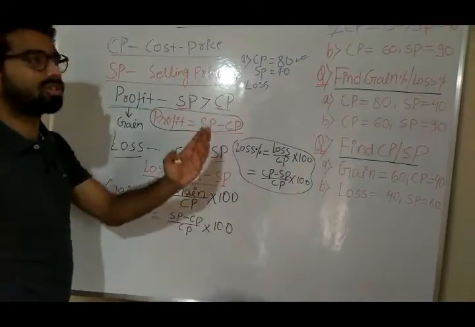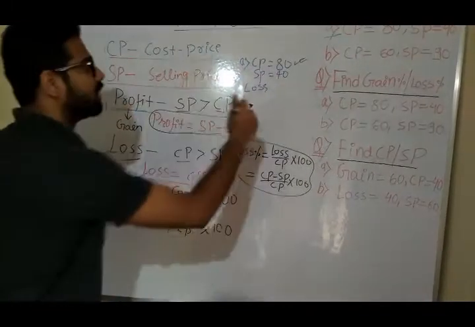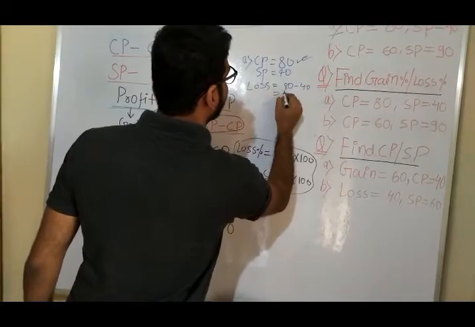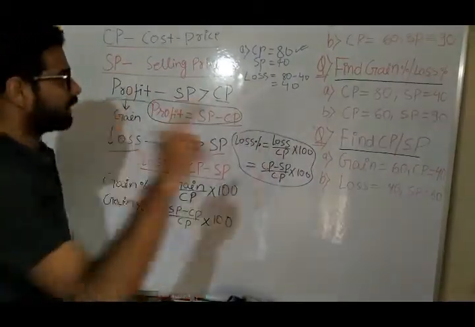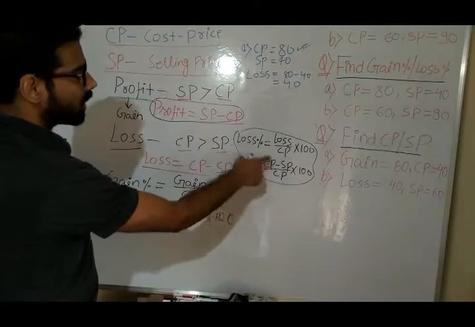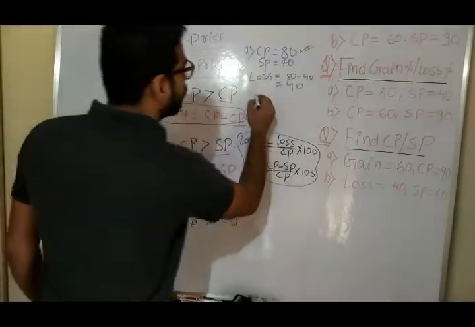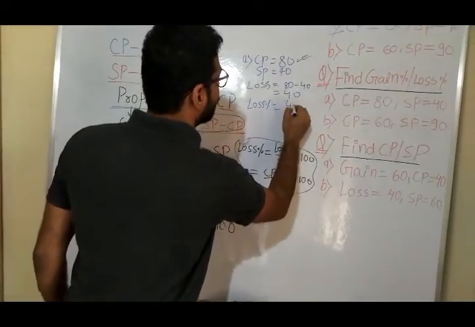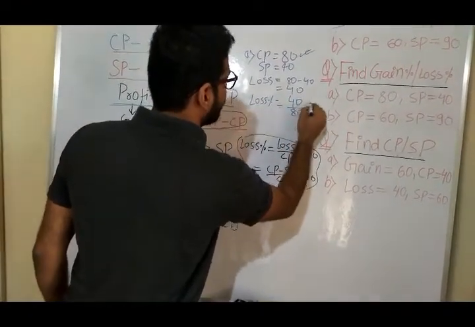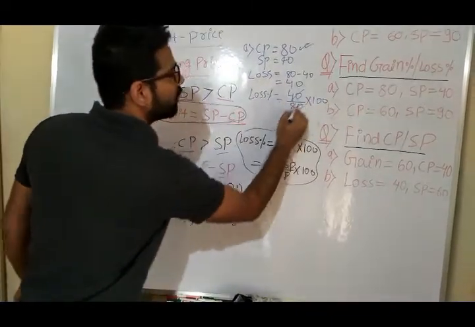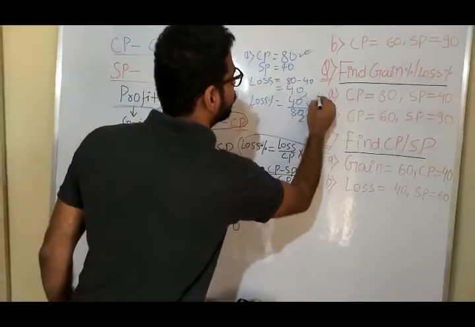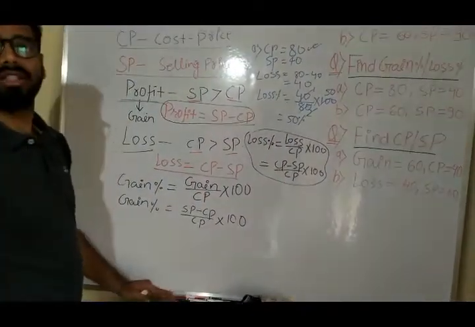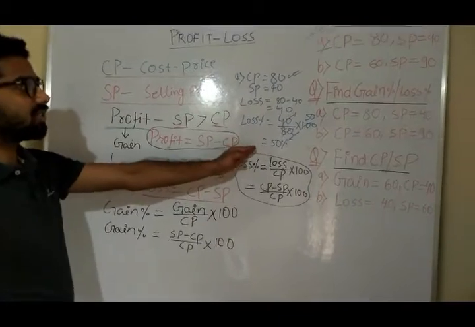We have loss because CP is greater than SP. Now what is the loss? CP minus SP is equal to 40, which means loss is equal to 40. Now put it in the formula. Loss percentage is equal to loss by CP. How much loss? 40. What is CP? 80, into 100. That gives 50, so 50% loss. We found the answer: loss percentage is equal to 50.